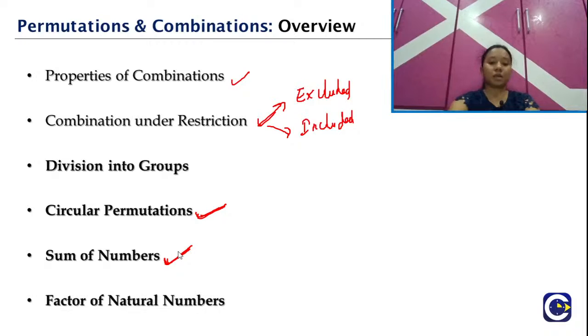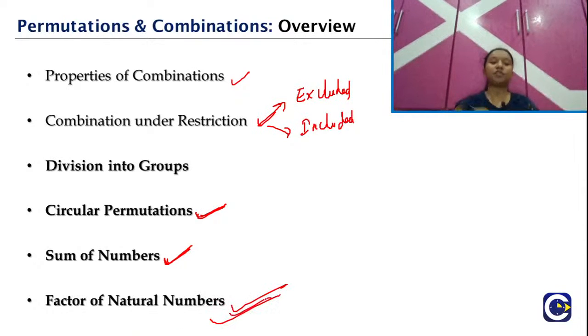Apart from sum of numbers, we even have a formula for factors of natural numbers, or the factorial of natural numbers. We are already aware of what a natural number is and its basic representation. For this case also we have a formula; we just apply it and get the result. These are the concepts that we are going to cover in today's session of permutations and combinations.